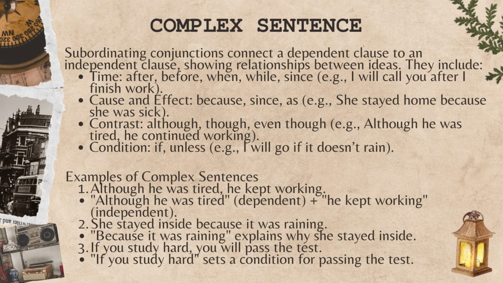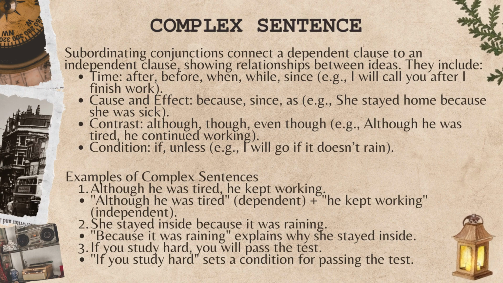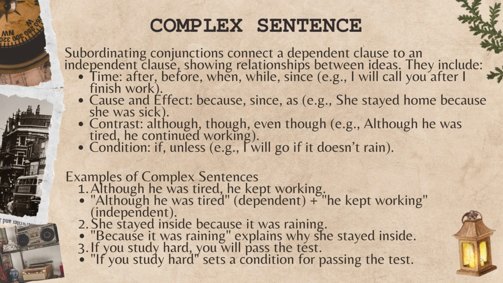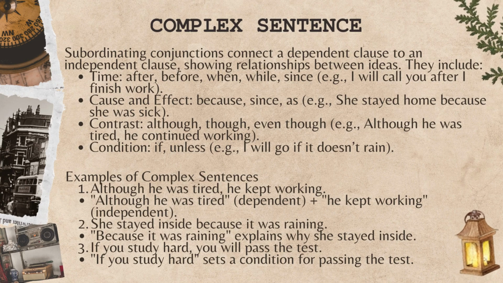Examples of complex sentences. Although he was tired, he kept working. Although he was tired, dependent, plus he kept working, independent. She stayed inside because it was raining. Because it was raining explains why she stayed inside. If you study hard, you will pass the test. If you study hard sets a condition for passing the test.